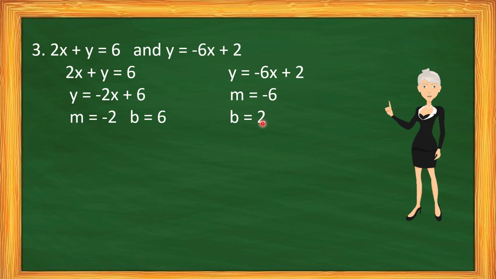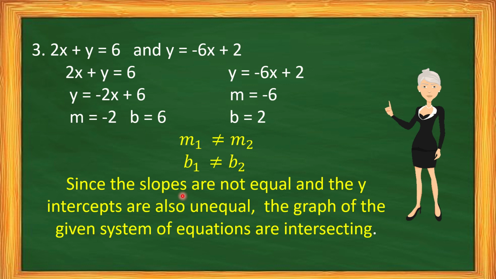Let us analyze the slope. So, magkaiba ang kanilang slope, negative 2 and negative 6. Same with the y-intercept, magkaiba. In this case, basta magkaiba ang slope, it will form intersecting lines since the slopes are not equal and the y-intercepts are also unequal. So basta ang case ay magkaiba ang slope, intersecting lines ang magiging graph ng system.